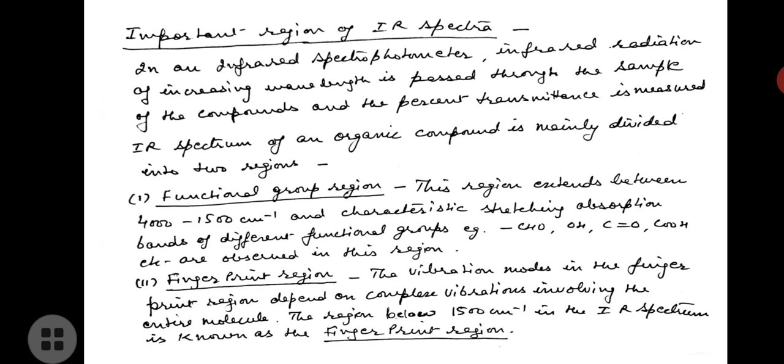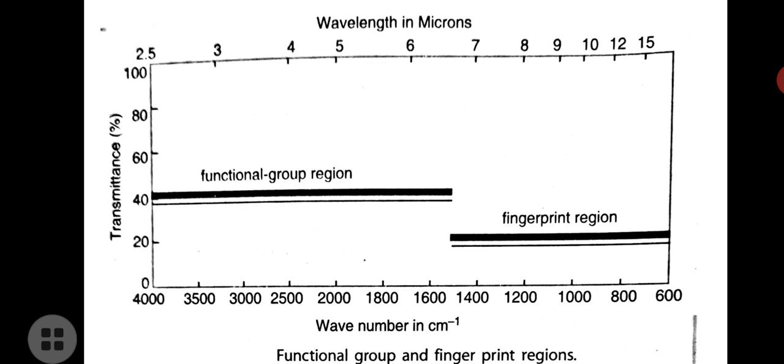Now, the IR spectrum of an organic compound is mainly divided into two regions. The first is the functional group region and the second is the fingerprint region, which is again divided into three regions. So, we'll be discussing all these one by one. Now, let us begin with the functional group region. Here, there is a figure showing the wave number in centimeter inverse, and you can see two regions very clearly. The first one is the functional group region, and the second one is the fingerprint region.